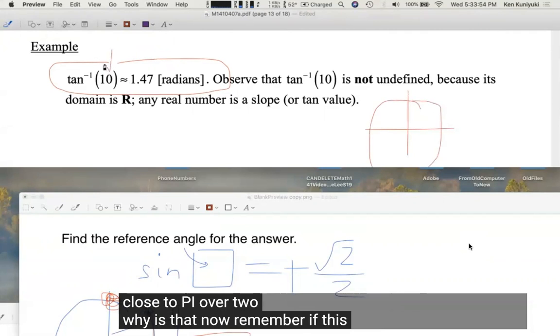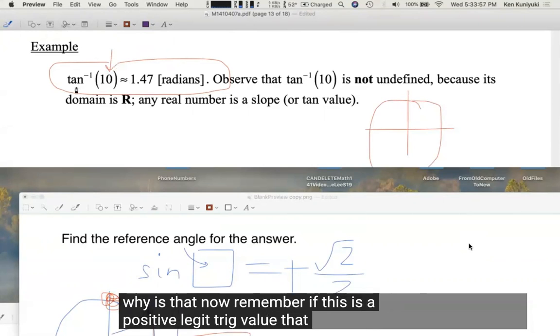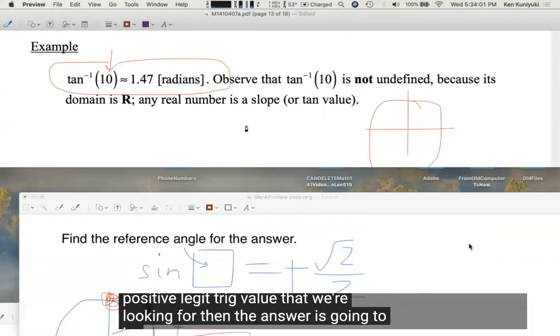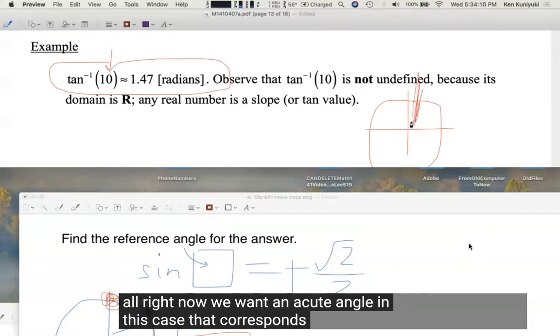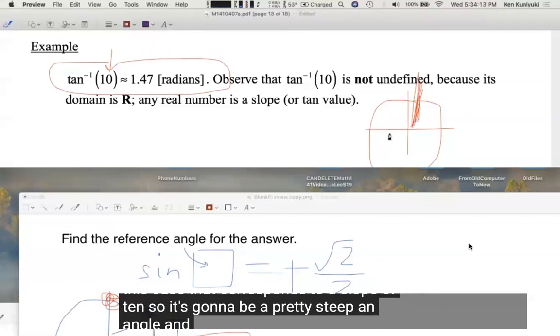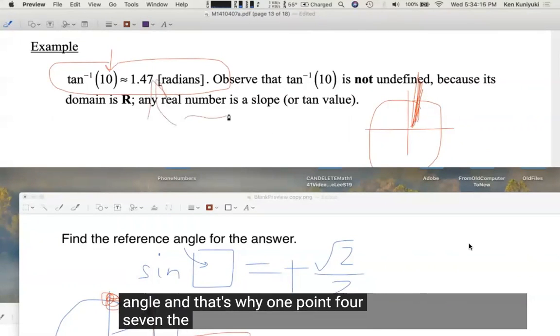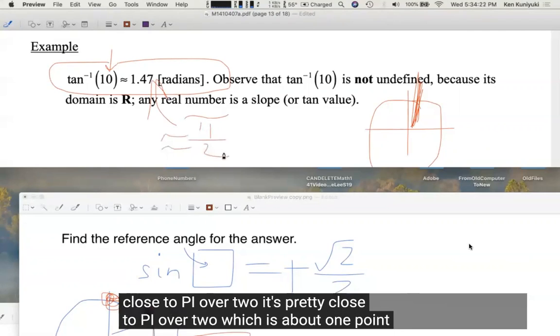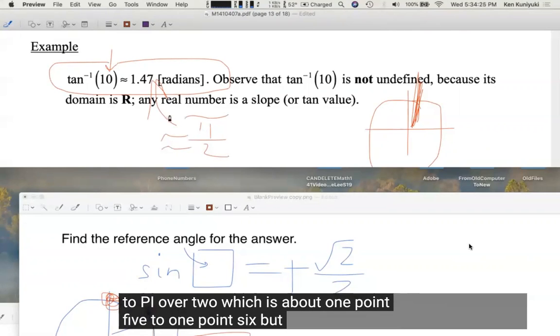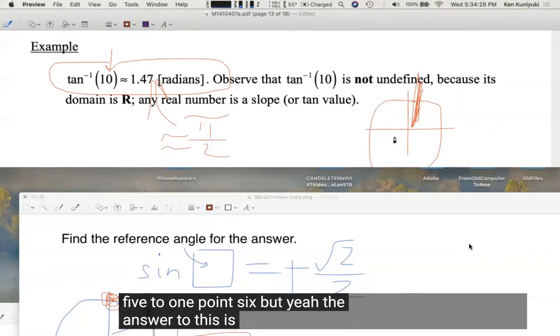Now remember, if this is a positive, legit trig value that we're looking for, then the answer is going to be either an acute angle or quadrantal. In this case we want an acute angle that corresponds to a slope of 10. So it's going to be a pretty steep angle. And that's why 1.47, the approximate answer, is pretty close to pi over 2, which is about 1.5 to 1.6. The answer is an angle in radian measure corresponding to this ray, this terminal side, with a slope of 10. This angle does exist.